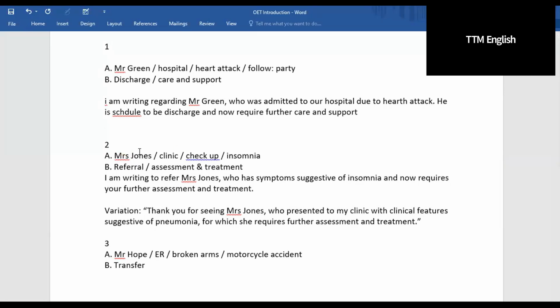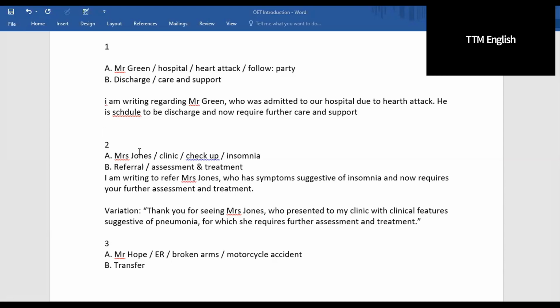We got some for Mr. Hope. Right, regarding Mr. Hope, who's admitted to a hospital due to broken arms following a motorcycle accident. He's ready to be transferred today, now requires your ongoing care and support. Very good, Daniela. Spelling again, though.